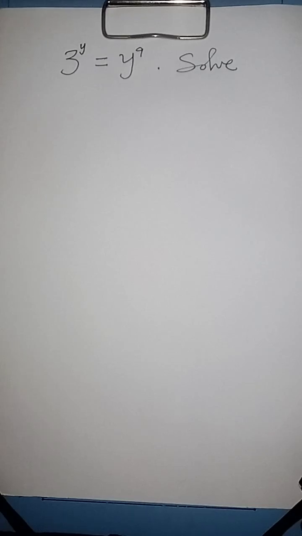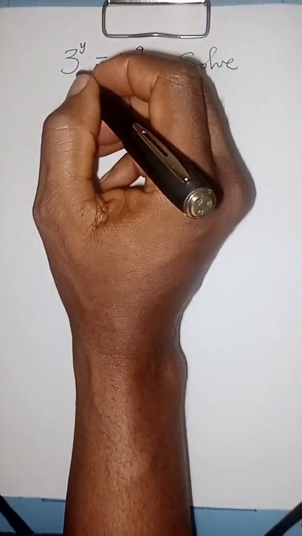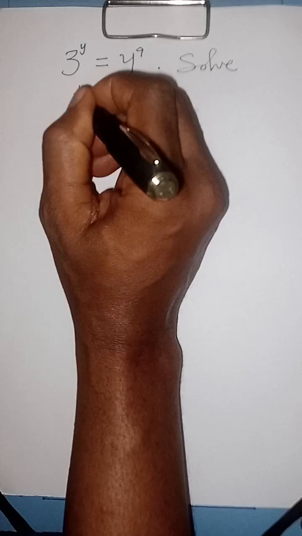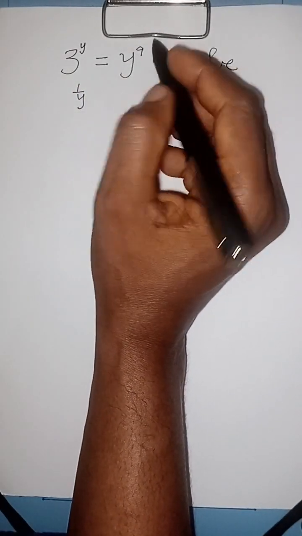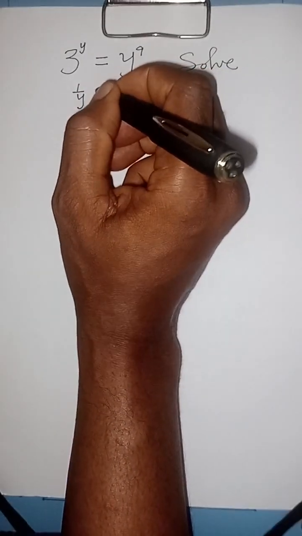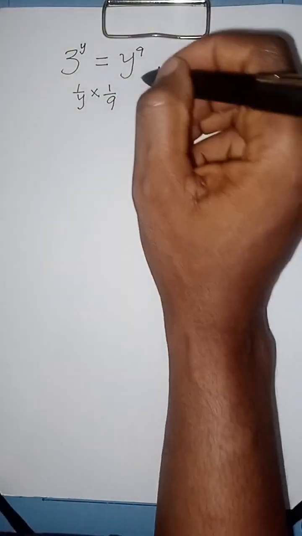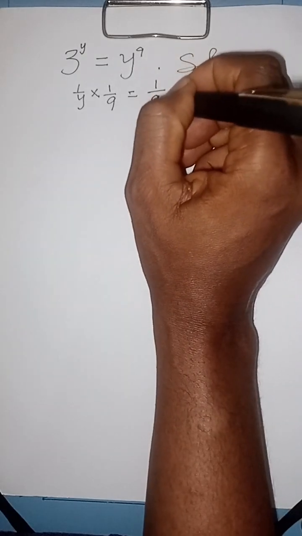There are two methods we can use to solve this question. So let's go straight to the first method, which involves taking the inverse of the powers. If I take the inverse of the power here, it's going to be 1 over y. If I take the inverse of the power on the right-hand side of the equation, it's going to be 1 over 9. I'll multiply both together. If I do that, I'm going to have 1 over 9y.